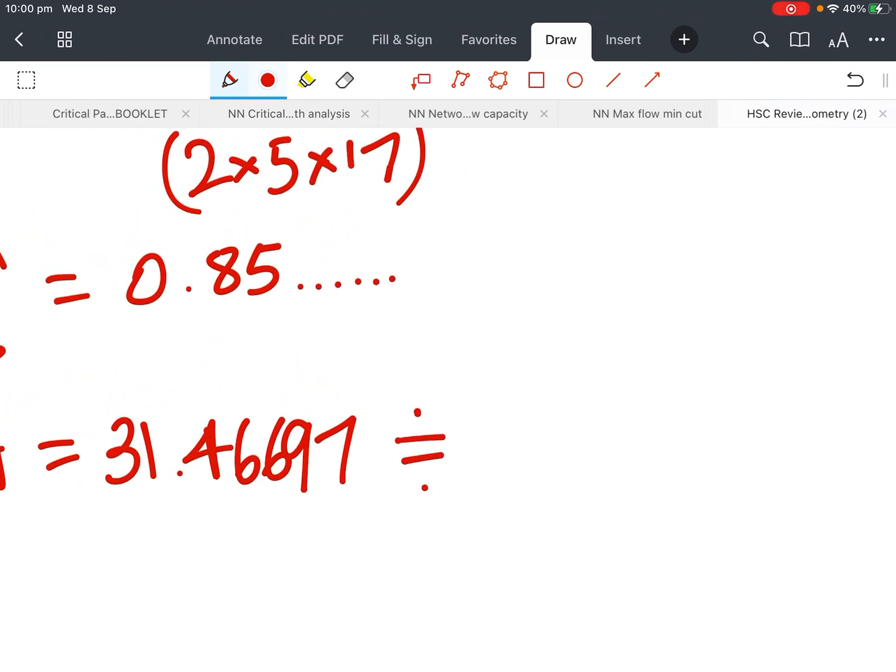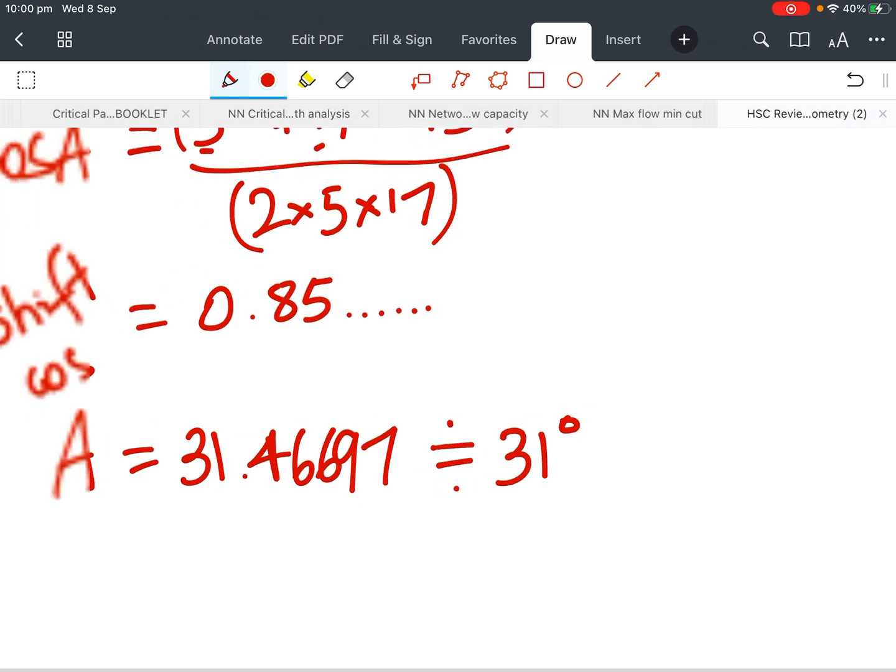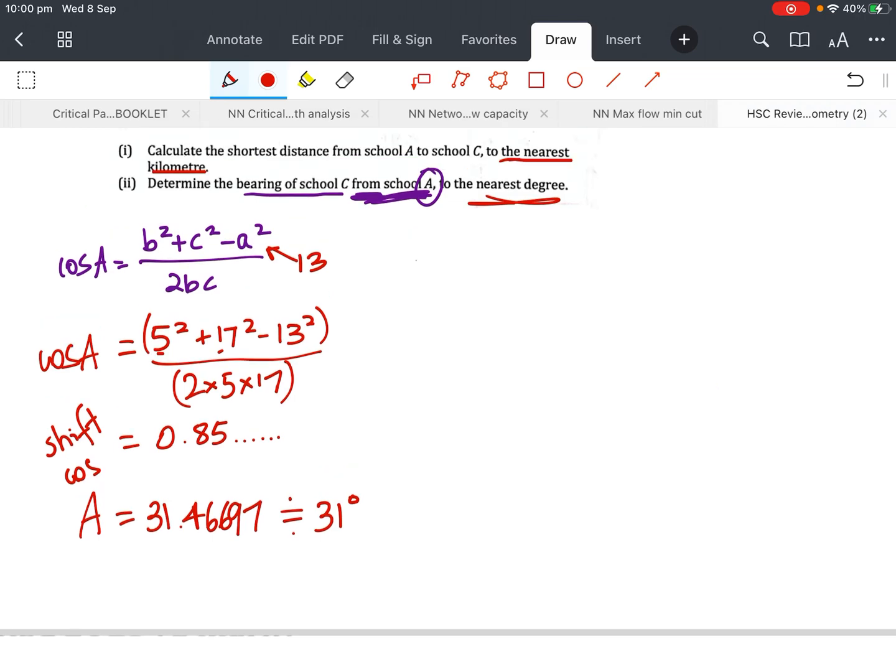What's 31.466 to the nearest degree? Well, we don't change it, do we? We're actually rounding down, so it's 31 degrees. Now, is that my bearing of school C from school A?